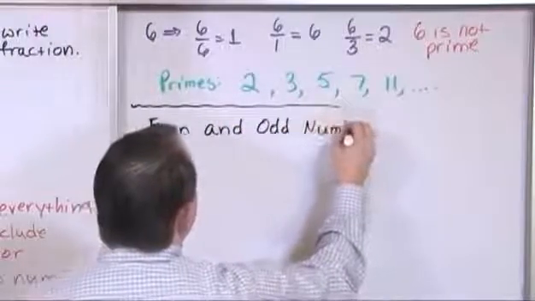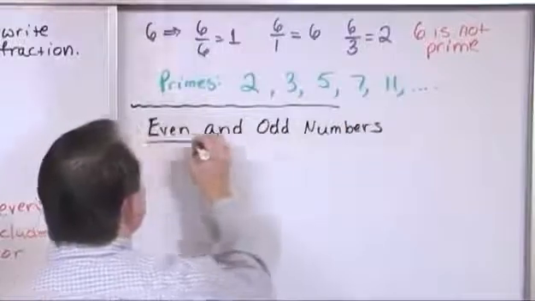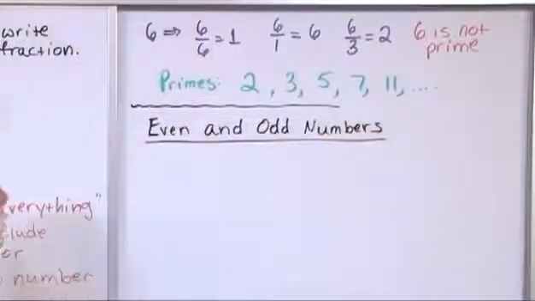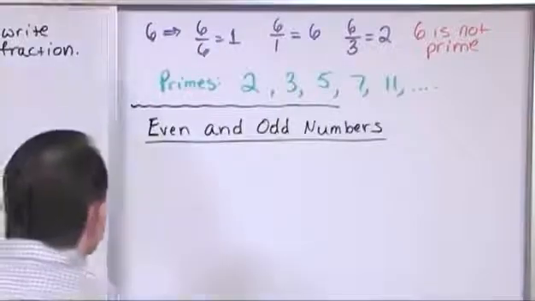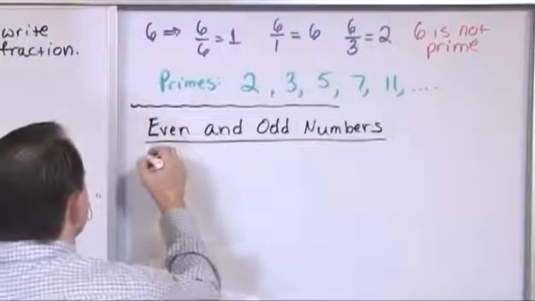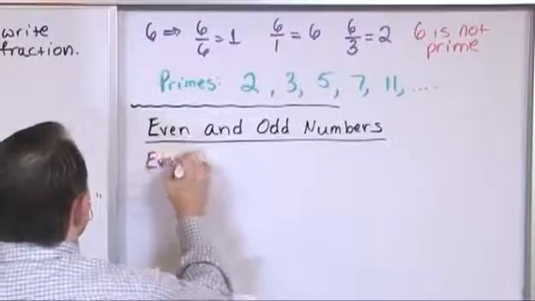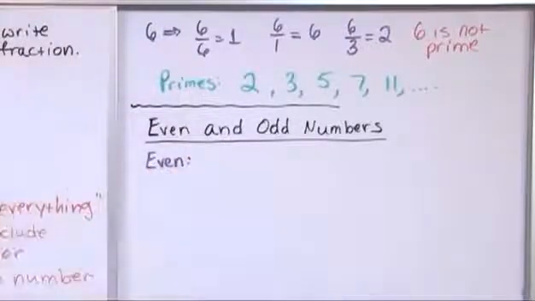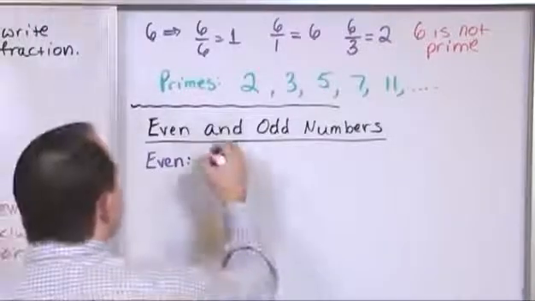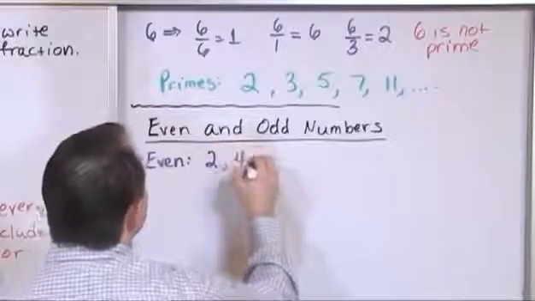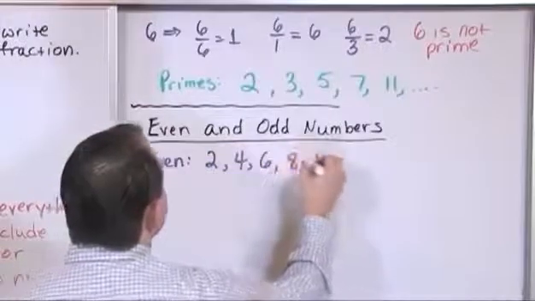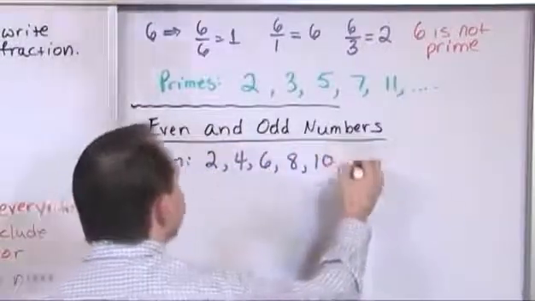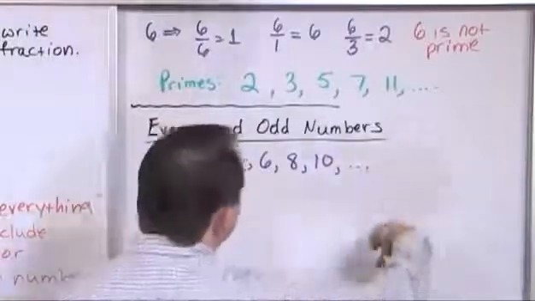And a lot of you may already know what even and odd numbers are, but if you don't, it's a super, super easy concept to understand. All right, if you're looking at even numbers, basically these are the numbers that can be divisible by 2. So you're counting by 2. So it would be numbers like 2, 4, 6, 8, 10. You see, you're counting by 2s, 12, 14, 16, on and on and on.